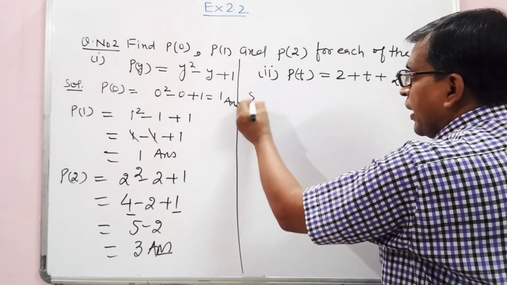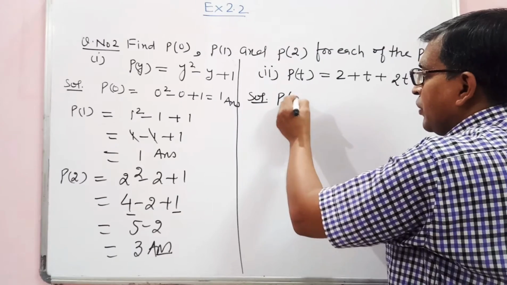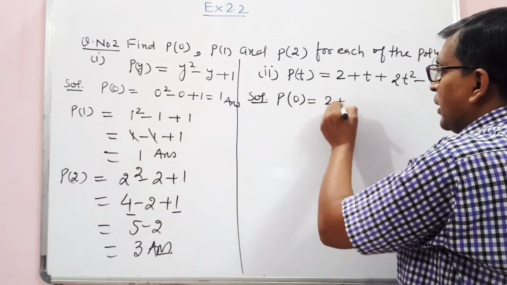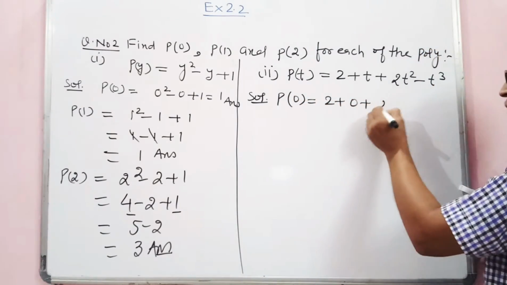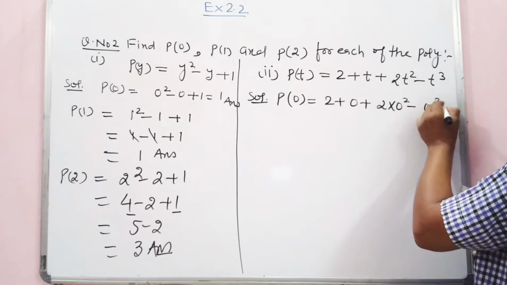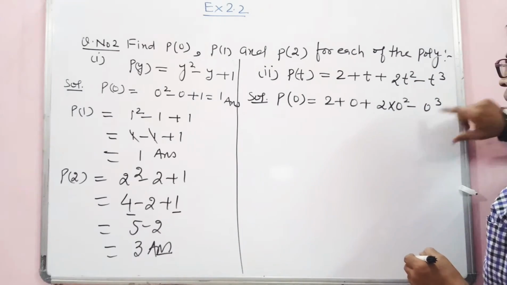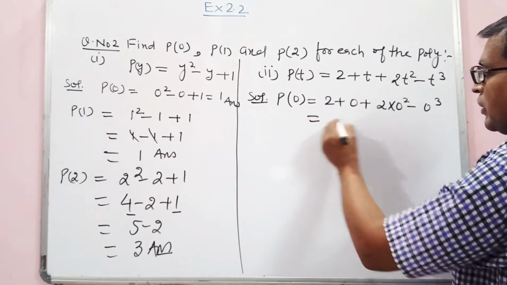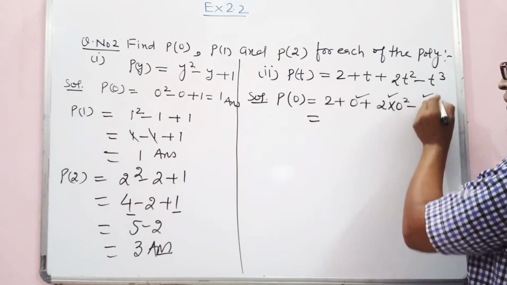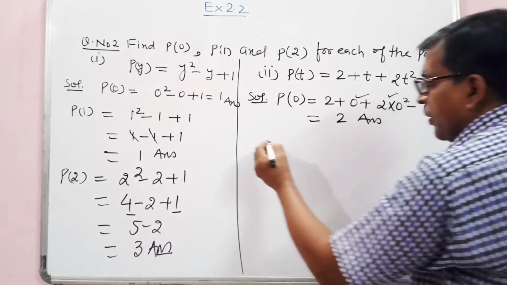Now second part, P(t) equal to 2 plus t plus 2t square minus t cube. First we write down P0, instead of t we write down 0. 2 plus 0 plus 2 into 0 square minus 0 cube. T value 0, here also t value 0, then this one 0, this one 0 and 0. Now 2 only answer. Now P1.